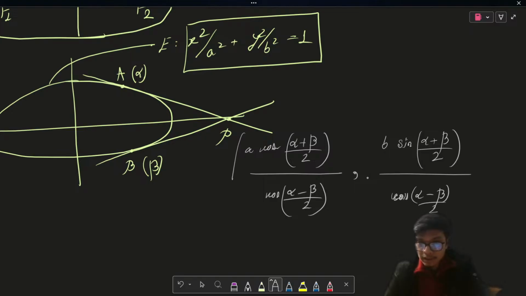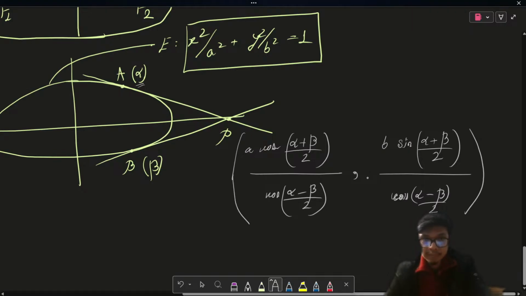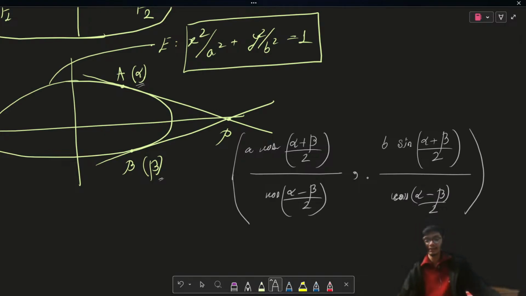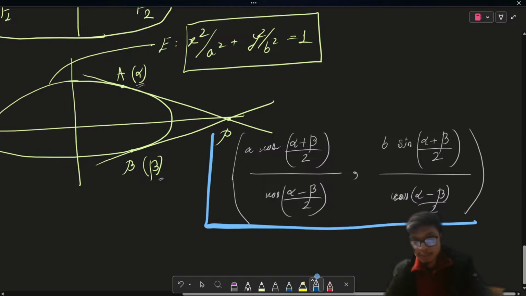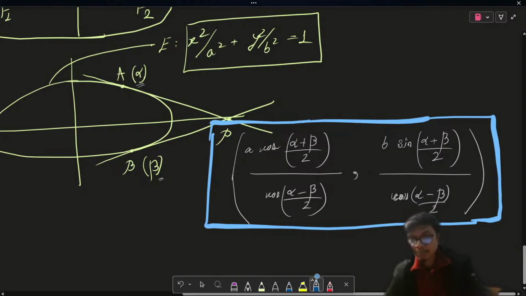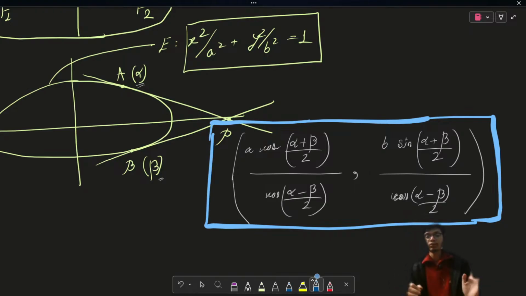So this is the point of intersection of tangents drawn at two points A and B having the eccentric angles alpha and beta. This relation is very, very important, especially if you are preparing for your JEE Mains examination, because you don't have time to derive this expression, but having this formula in mind will help you solve the question quickly and get to your answer.